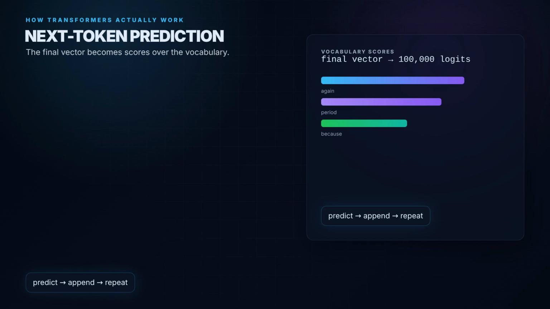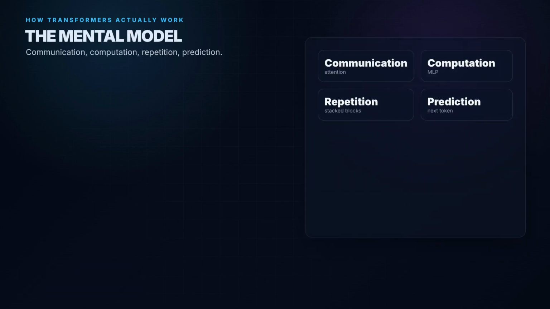So the mental model is this: tokens become vectors. Attention lets them exchange information. Multi-head attention gives several views of context. The MLP computes new features. Residuals and normalization keep the stack trainable. And the final vector becomes a probability distribution over the next token. That is the engine inside modern language models.